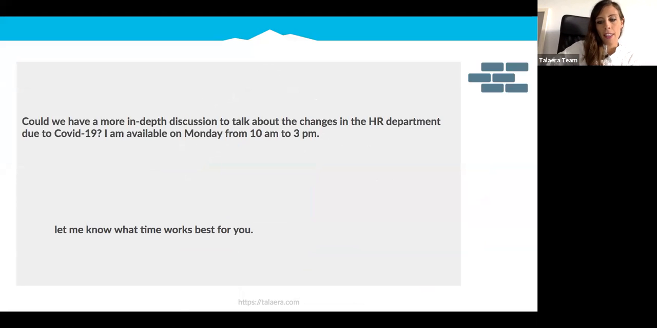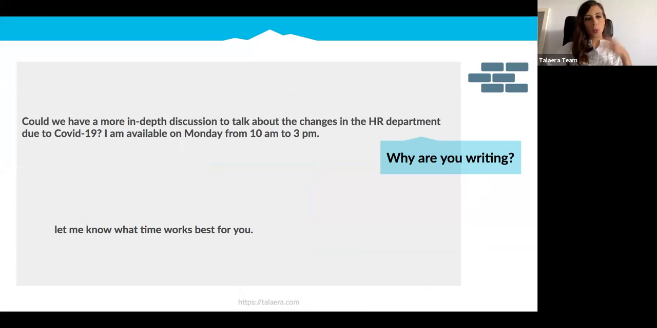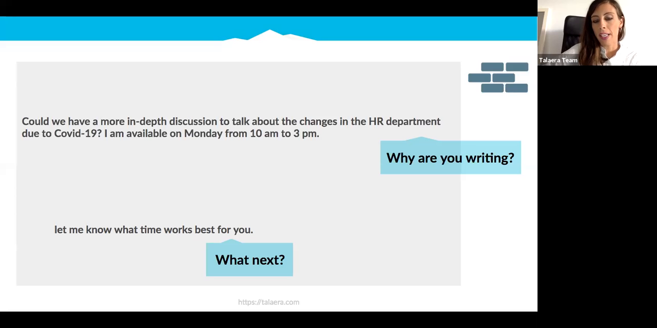This is an example. The walls would be the why are you writing? So in this case, it would be, could I have or could we have a more in-depth discussion to talk about the changes in the HR department due to COVID-19? I am available on Monday from 10 a.m. to 3 p.m. That's the reason I'm writing. Start with that. And then the what next? Let me know what time works best for you. If you were to send an email just like this, it would already make sense. Start with the most important bit.